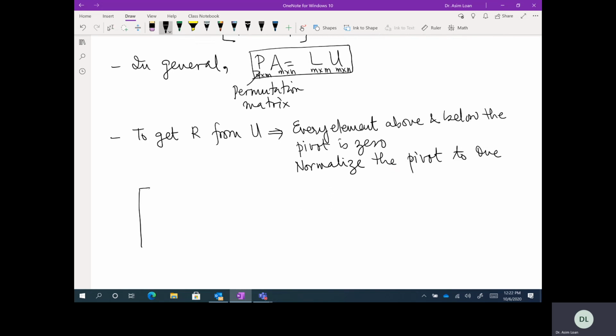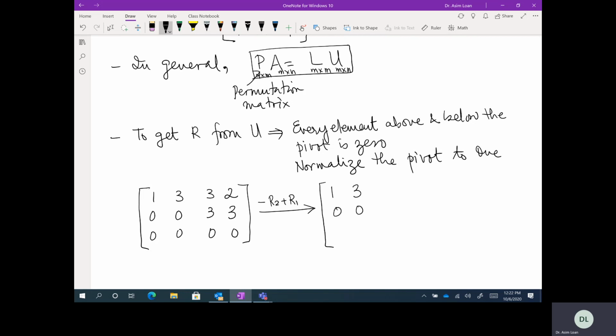So our U was 1, 3, 3, 2, 0, 0, 3, 3, 0, 0, 0, 0. So I will normalize it first. I can do normalization before or after, it doesn't make a difference. So maybe I do R2 by 3 first. Or maybe I don't. I simply do minus row 2 plus row 1. If I do that, this is 1, 3, this is 0, 0, 3, 3, and this is 0, 0, 0, 0.